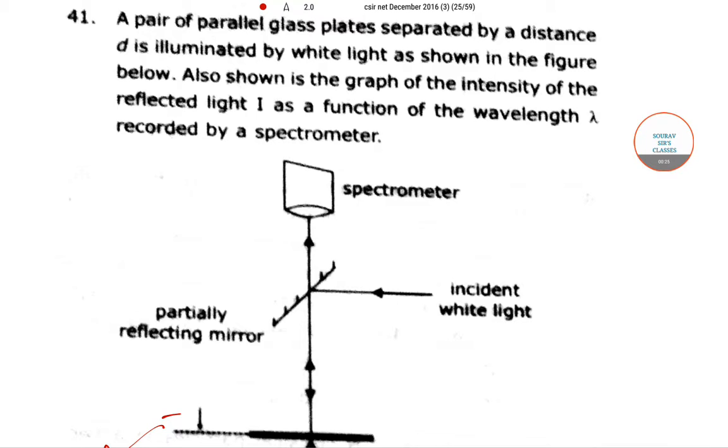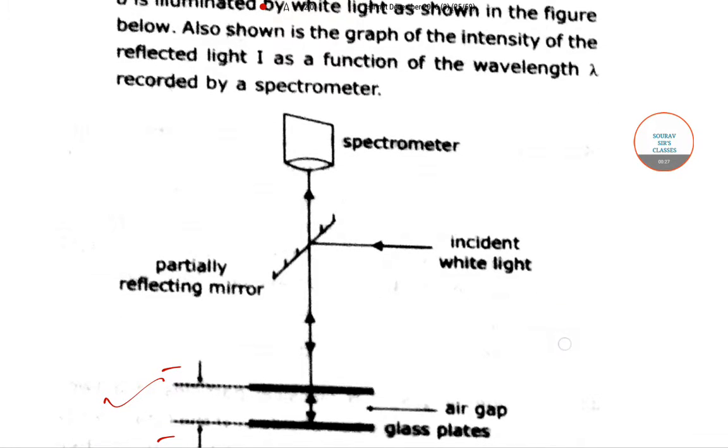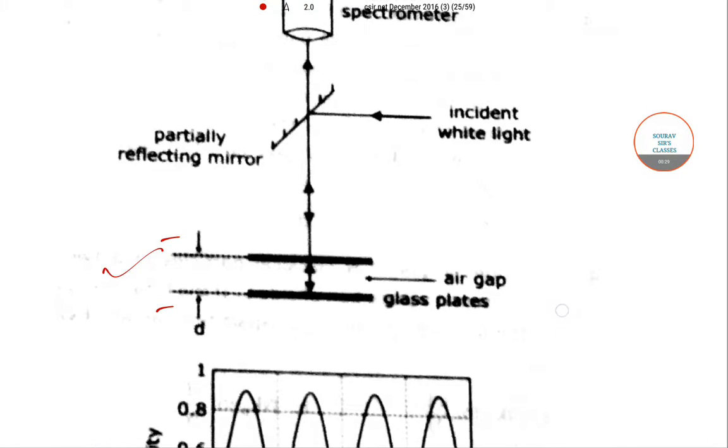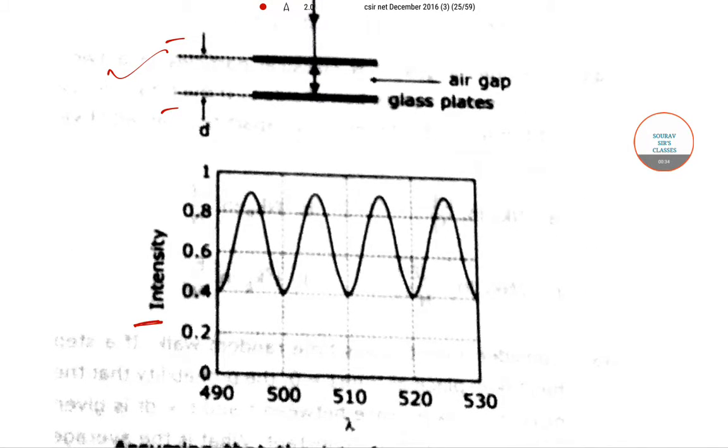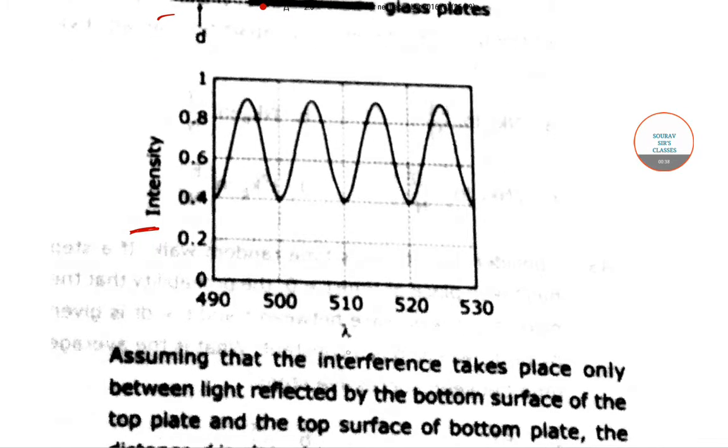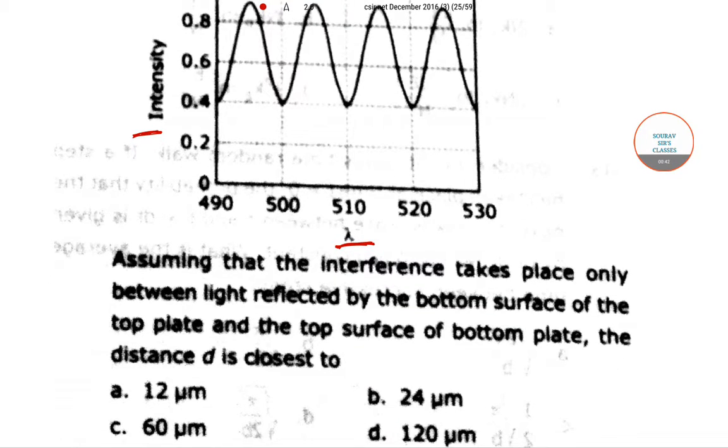figure. Also shown in the graph is the intensity of the reflected light as a function of wavelength. Assume that the interference takes place only between light reflected by the bottom surface of the top plate and the top surface of the bottom plate.